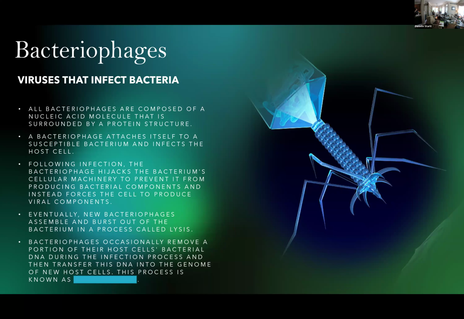Bacteriophages occasionally remove a portion of their host cell's bacterial DNA during the infection process and then transfer this DNA into the genome of a new host cell. So what do we call that process? When the bacteriophage is going to take some of the cell that it infected, take some of its DNA, and then take it with it. Pollination. It sounds like pollination, right? But this is what we're calling transduction. All right, so that's what's happening there. So they're going to take a little bit of that cell's DNA or genetic information in whatever form it's in, and take it with them to the next cell they infect.